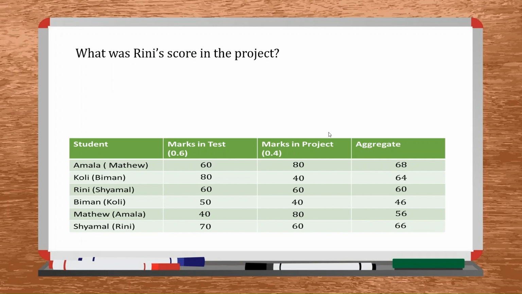Now let's look at the questions. So first question is, what was the Rini score in the project? So we know that the Rini score in project is 60. And if you remember, this was one of the first values that we calculated from very simple given information that we had. So that's why this question was very simple.